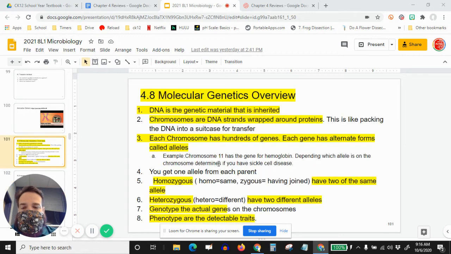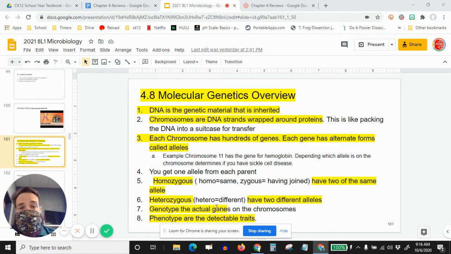All right. And then homozygous, homo means the same. Zygous means having joined. So if someone says that your genotype is homozygous, they mean the two alleles from your parents were the same and they joined in the zygote when the zygote formed. Heterozygous means two different things joined.